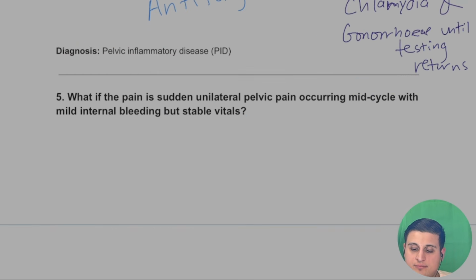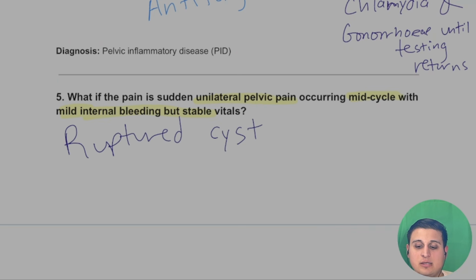So there's PID. Moving on to this next one. What if the pain is sudden unilateral pelvic pain occurring mid-cycle with mild internal bleeding but stable vitals? All right. In this case, now that we have this picture of, okay, we're in the middle of our cycle, right? This is not because of some sort of endometriosis or something, right? Where we have some sort of pain in the middle of a cycle. This is probably some sort of ruptured ovarian cyst, right?